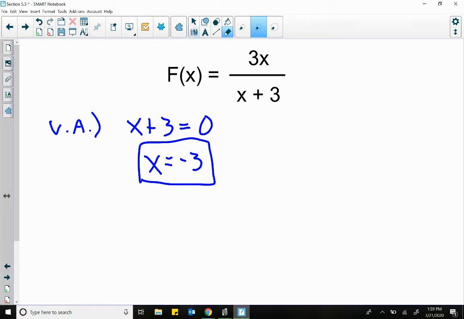Now the next one. In the notes, I tell you, you're either going to have a horizontal asymptote or an oblique asymptote. You don't get both. You get one or the other. And the way that this is going to work is you need to look at the degrees of the numerator and denominator polynomial. So you look at the numerator degree and denominator degree.